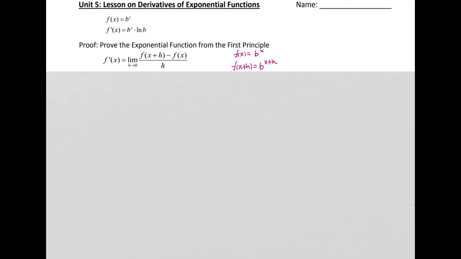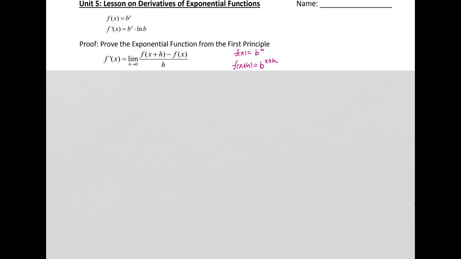Now, let's use the first principle to derive the differentiation rule for the exponential function. First, let's write down the first principle. Second, we're going to find out what f of x plus h is. We know f of x equals b to the exponent x, so f of x plus h will become b to the exponent x plus h. Now, let's substitute f of x plus h and f of x into the first principle.